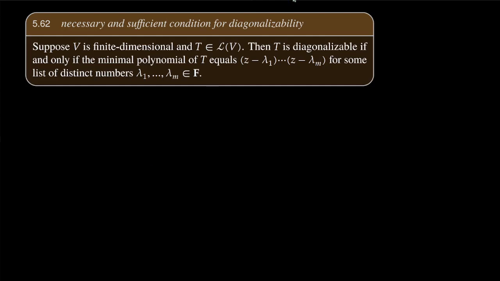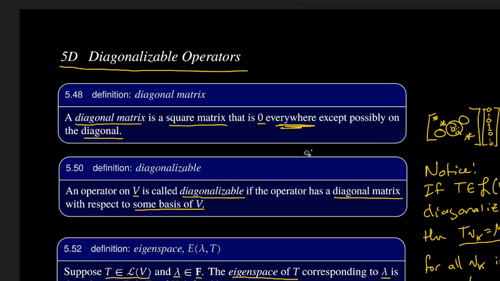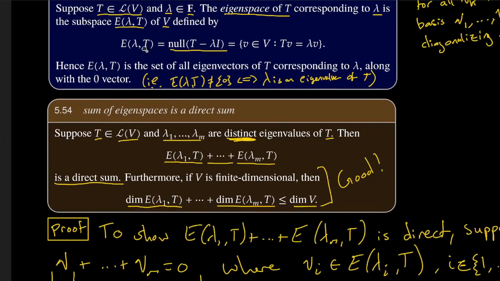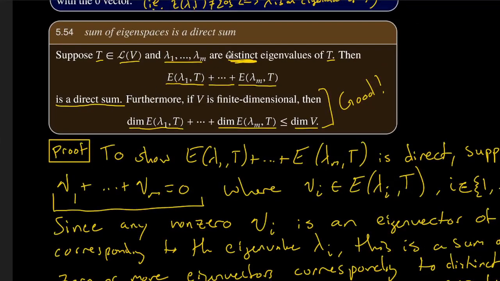So, quick recap. In part one, we defined diagonalizable operators. We defined eigenspaces. Remember, the eigenspace E lambda of T was just the null space of T minus lambda I. So we defined this for all scalars lambda, and we did this so that we didn't have to talk about whether or not lambda was an eigenvalue. It just turns out that the eigenspace is non-trivial precisely when lambda is an eigenvalue. All right. So we showed that if you have distinct eigenvalues, then the sum of the eigenspaces corresponding to those distinct eigenvalues is a direct sum.